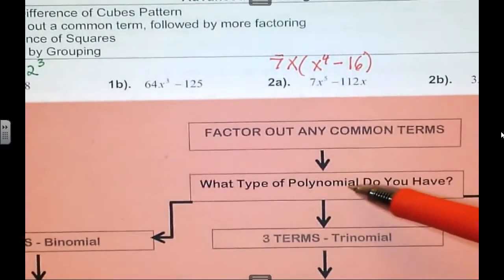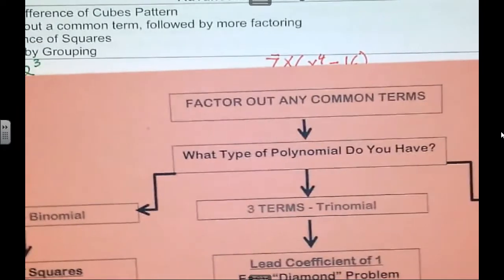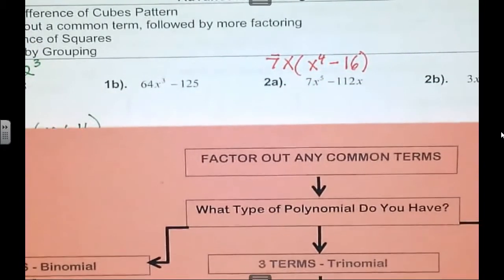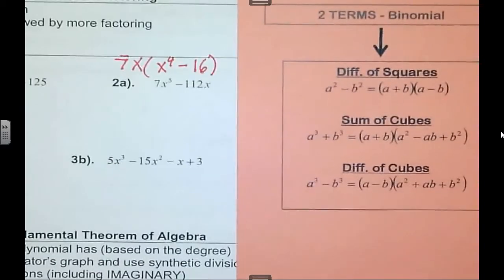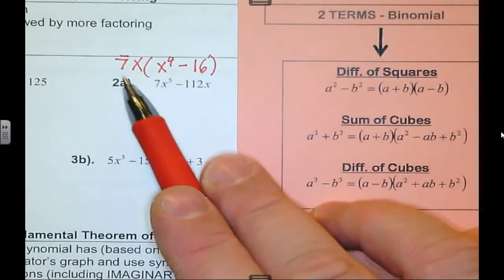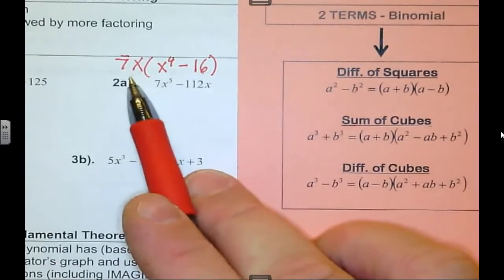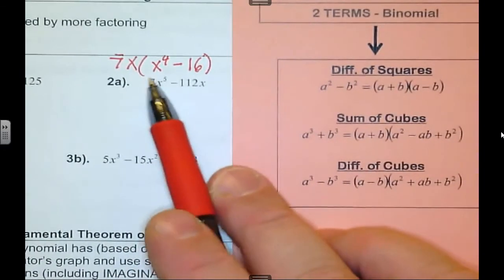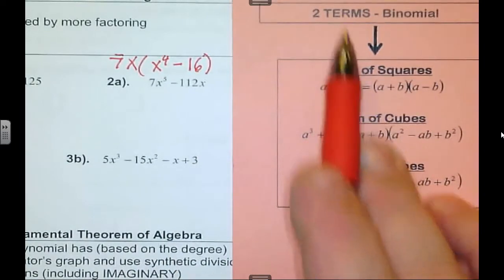Okay, so I go down. What type of polynomial do I have? Do I have 2 terms, 3 terms, or 4 terms? How many terms do I have? 2. Just shout it out when it comes to you, okay? So I have 2 terms. I'm now looking at my parentheses. Okay, so I'm looking at my x to the 4th minus 16 in 2 terms.